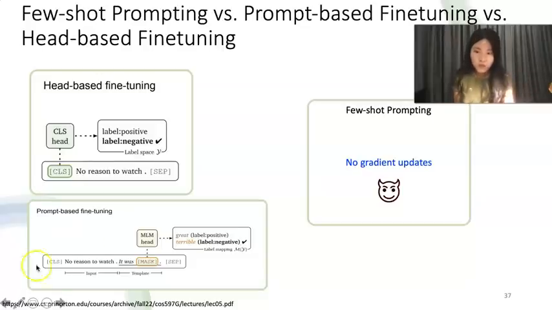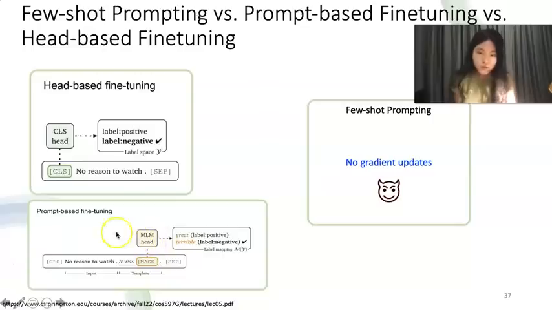For example, here, "no reason to watch" will be accompanied by a short prompt or a template. It has a mask, and the mask will be the word to be predicted by our language model. The reason to use prompt-based fine-tuning is that it is more similar to the pre-training task. For BERT especially, we're using masked language modeling, and if we fine-tune in a similar way, we will get better performance. That's just the intuition.